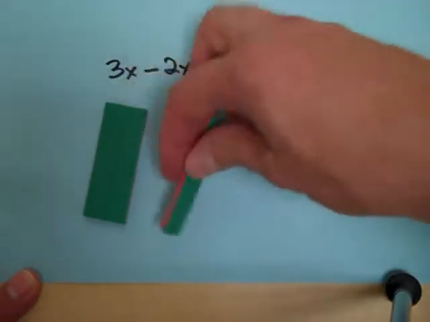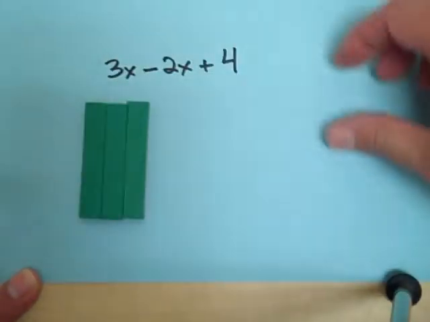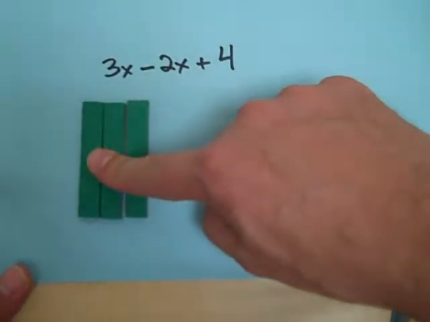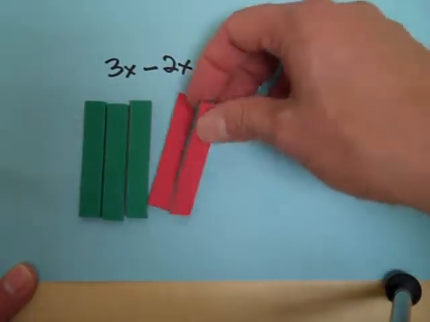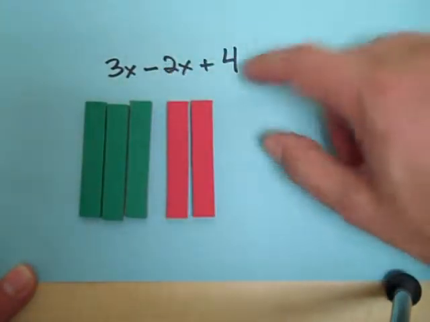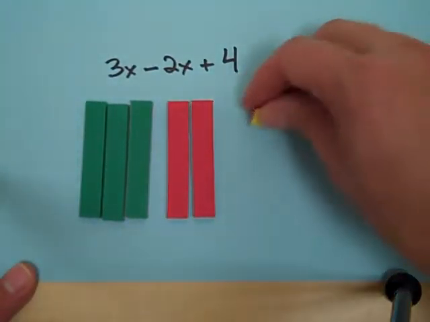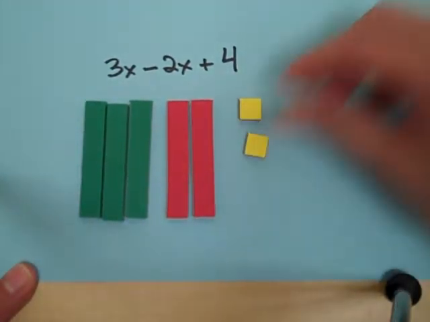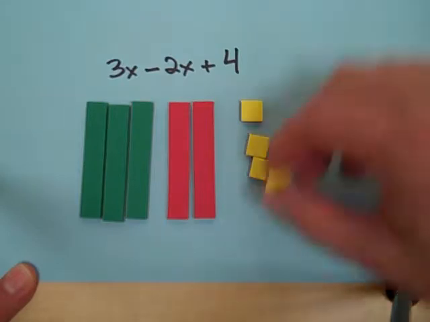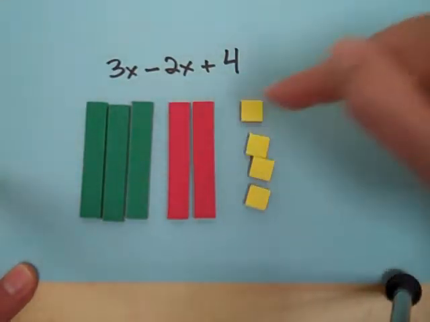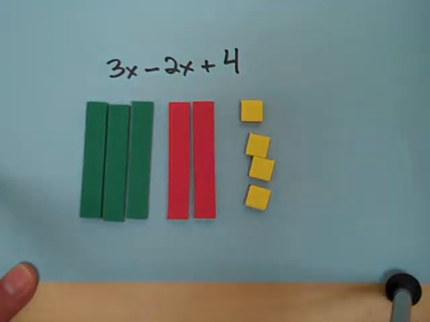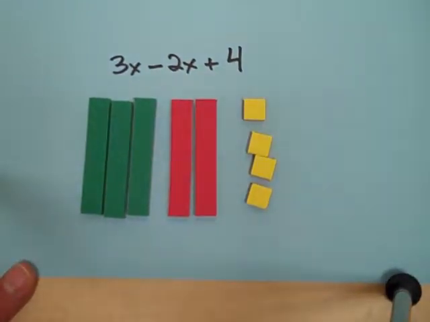As always, if you wanted to stop this and try it yourself first, go for it. So let's see. I've got a positive 3x, then a negative 2x. I'm going to use my red. There's my negative 2x. And then I have my positive 4. 2, 3, 4. So I've got a 3x, negative 2x plus 4. I've represented that. I'm going to double check, make sure I have everything. And now I'm going to do any simplification that I can do.